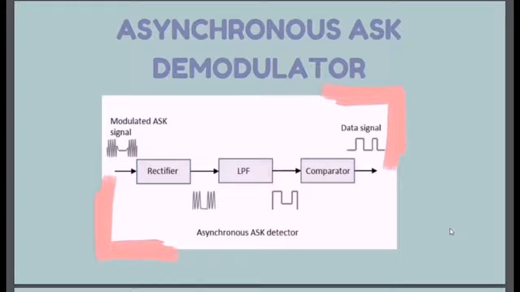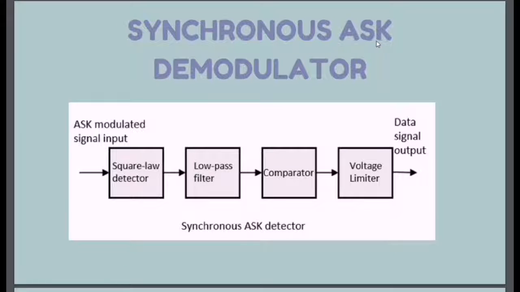The modulated ASK signal is given to a half-wave rectifier, which delivers a positive half output. The low-pass filter suppresses the higher frequency and gives an envelope detector output, from which the comparator delivers a digital output. Next is the synchronous ASK demodulator. The synchronous ASK detector consists of a square law detector, low pass filter, a comparator, and a voltage limiter. Following is the flow diagram for the same.